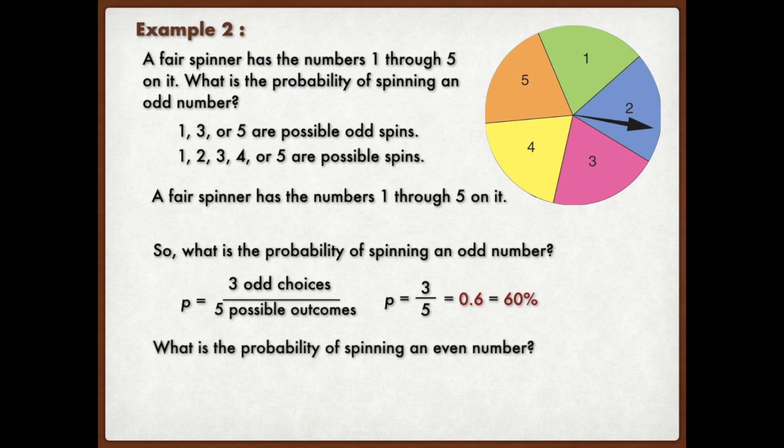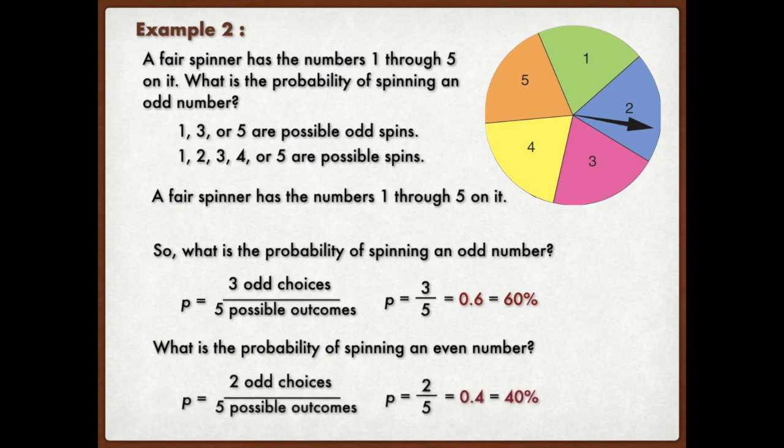Now, what's the probability of spinning an even number? We have 2, 4, and that's it, out of 5. So the successes are only 2 options. Well, the possible outcomes are a total of 5. So this would be 2 over 5. And I'm going to divide 5 into 2. And that's going to give me a decimal of 0.4. And then I move the decimal place over 2 spots to make it a percent. Remember, percent, okay, out of 100. Okay, so 40% is 2 out of 5.